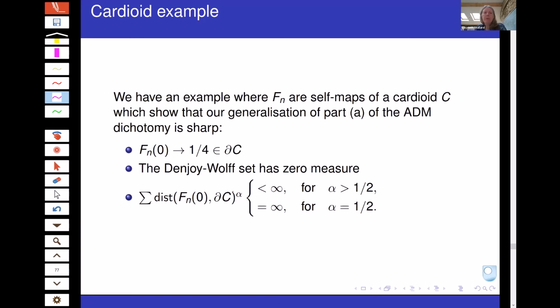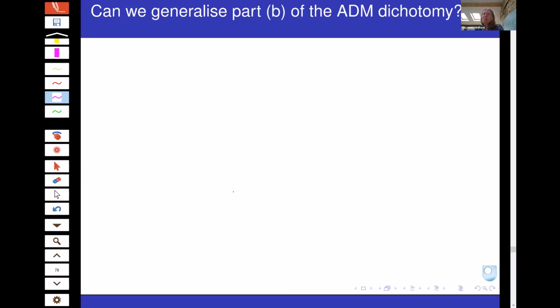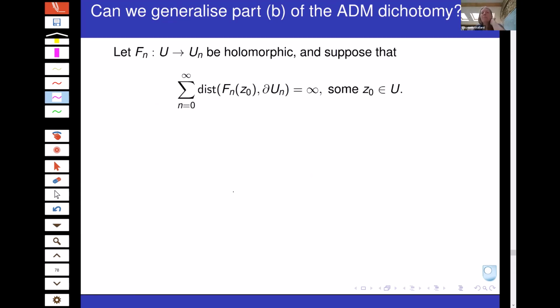Okay, so that's been positive results, saying that if your interior points are going sufficiently quickly, then almost all points on the boundary will have the same limiting behaviour. But what about the opposite? If the interior points are going slowly, so that the sum is divergent, what can we say about the points on the boundary? So this is our general situation.